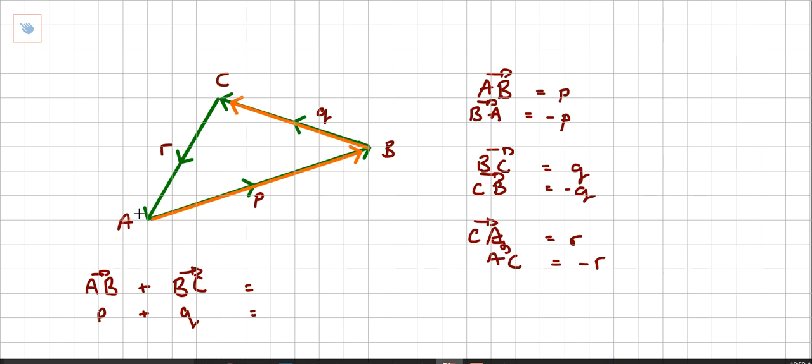But that's negative R. It's taking you to the same place. So this is where vectors lead to. It's actually the same thing as doing A to C, which is negative R. This is called the resultant.